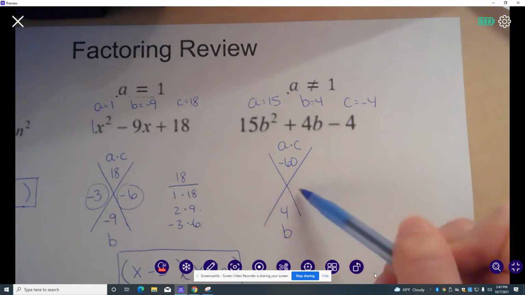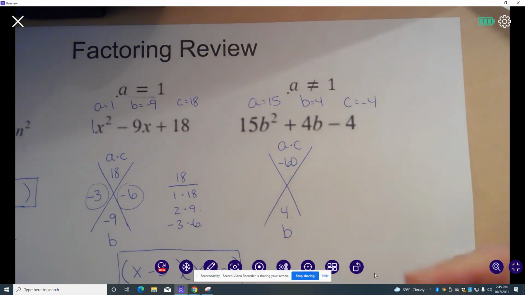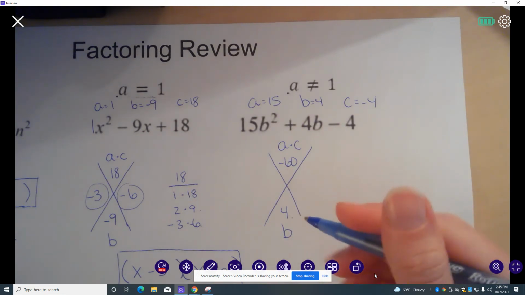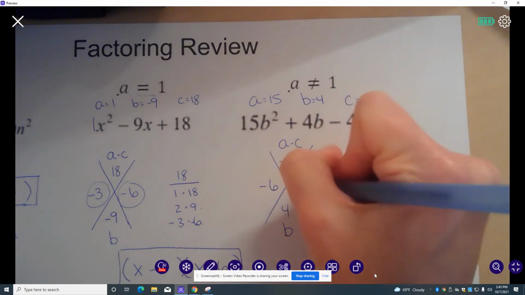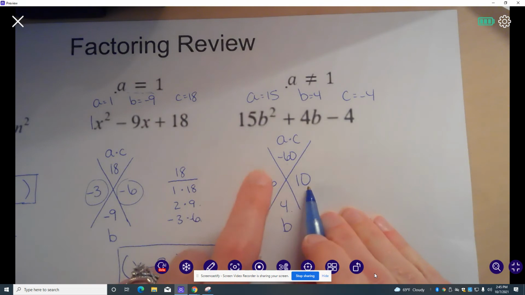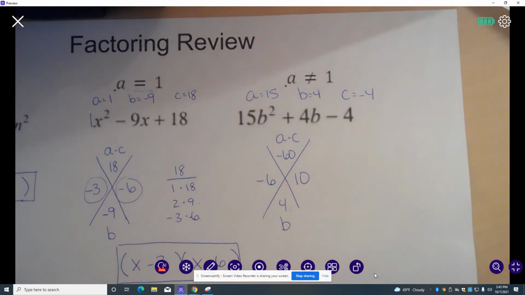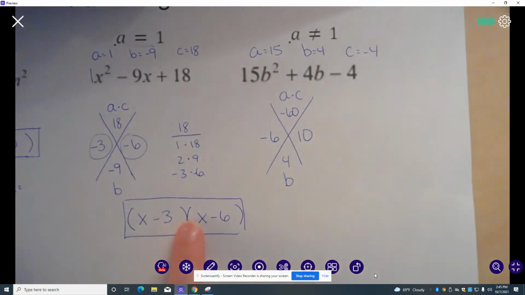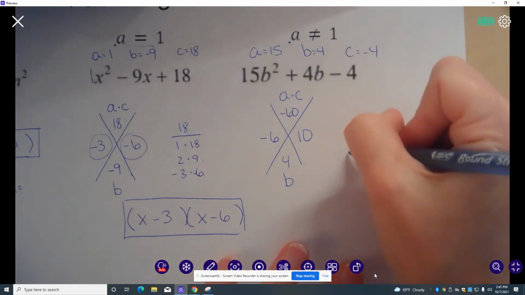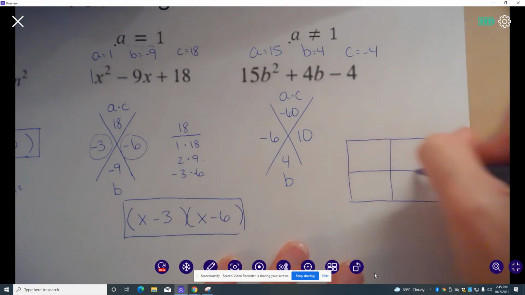I know one of my numbers is going to have to be negative, right? Because if I multiply them to get a negative number, one of them has to be negative. And they're going to add to get 4. So I'm thinking of negative 6 and positive 10, right? Negative 6 times 10 is negative 60. Negative 6 plus 10 is 4. Now, because A is not equal to 1, I can't just go ahead and write my factors like I did in this example. I have to do the box part of the X-box method.